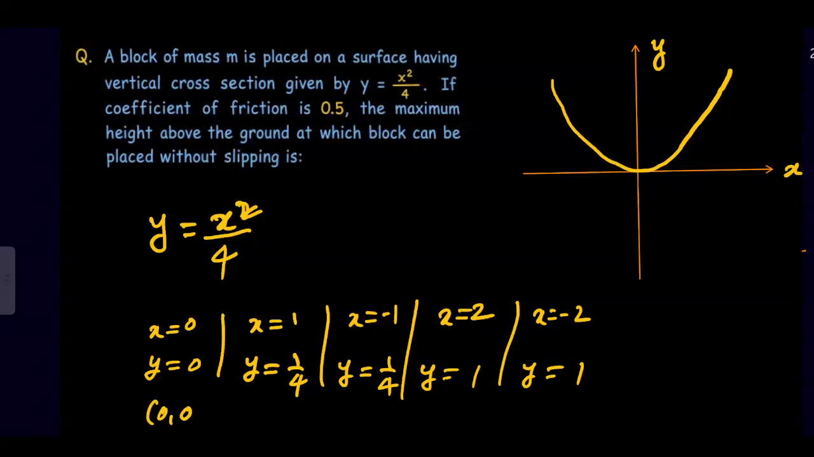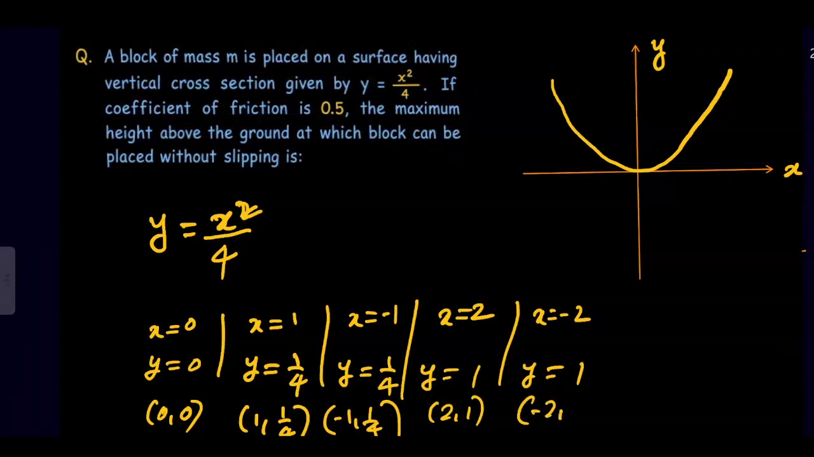This coordinate is 0 comma 0. This coordinate is 1 comma 1 by 4. These coordinates are minus 1 comma 1 by 4. And this is 2 comma 1. This is minus 2 comma 1. These are the coordinates coming like this.